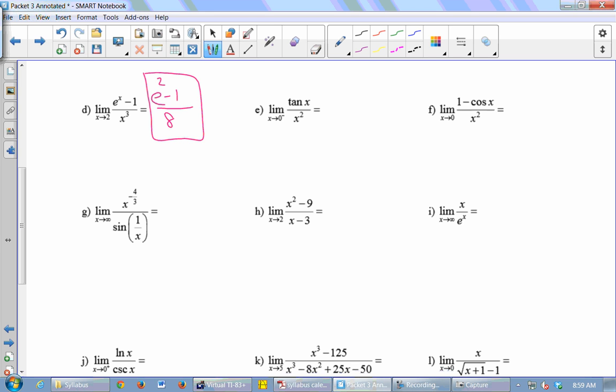All right, let's look at I. The limit as x goes to infinity of x over e to the x. What happens to the numerator and the denominator here as x goes to infinity? They both go to infinity. Okay, so that is a case where I can apply L'Hopital's rule. So this is going to be the limit as x approaches infinity of 1 over e to the x. Derivative of x is 1, and the derivative of e to the x is e to the x. So now what happens as x goes to infinity? Yeah, my numerator stays 1, and my denominator is going to get huge, so the whole fraction is going to go to 0.